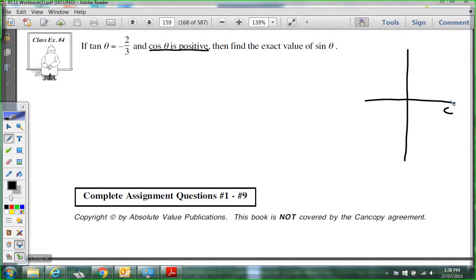Okay, so again, it's C-A-S-T. If cosine's positive, we have to be here or here. But it says tan's negative, so it can't be in the All quadrant. That means we're in quadrant 4. Just find the exact value of sine.